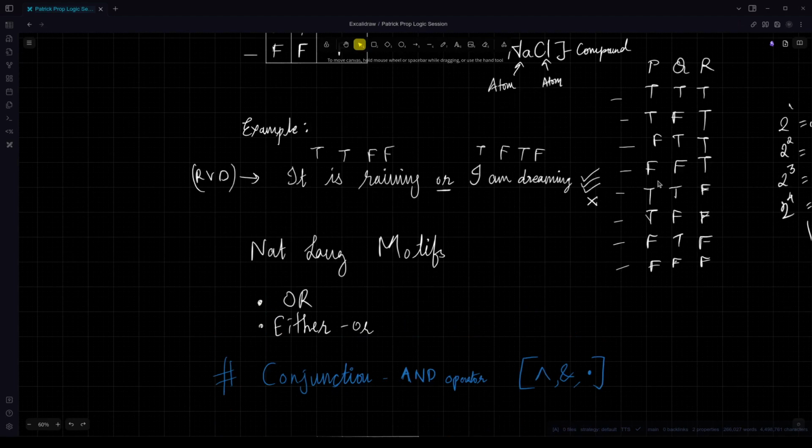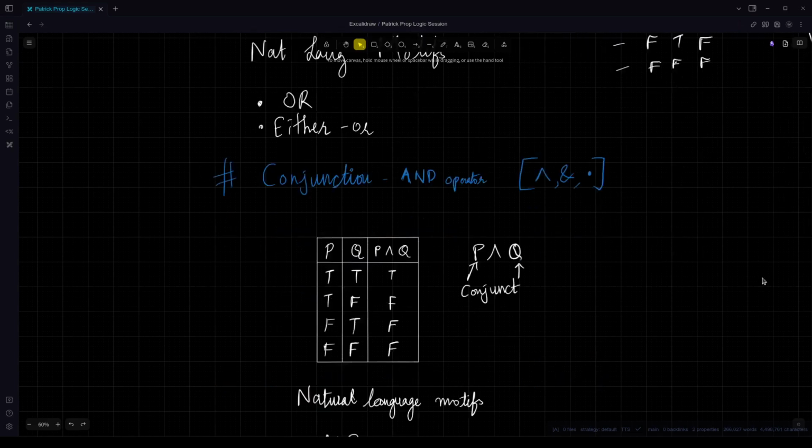So conjunction basically means the and operator. Again, you have two propositions either side of the symbol, making one whole new proposition, and it's represented using an and, or a hat sort of symbol, or a dot. In this one, both propositions need to be true for the whole proposition to be true. If one of them is false, the whole proposition is false. If both of them are false, it's false. And these are the truth tables for people to see.